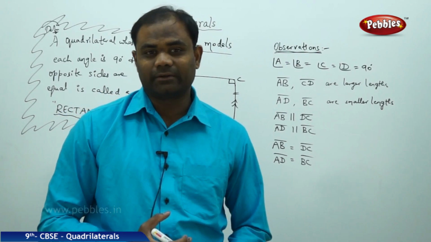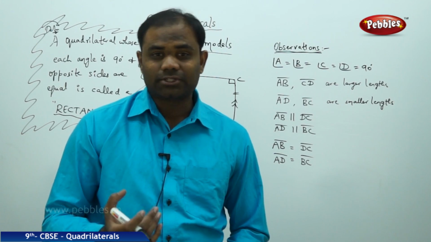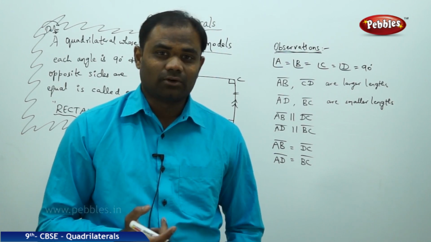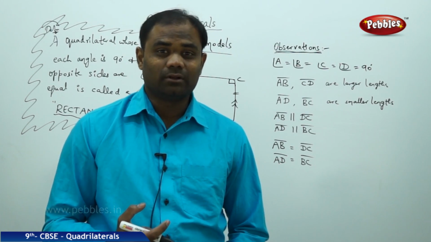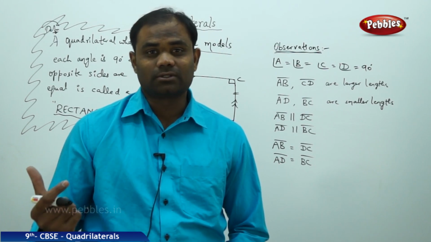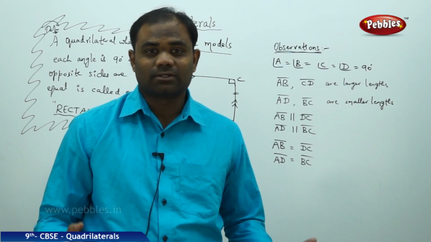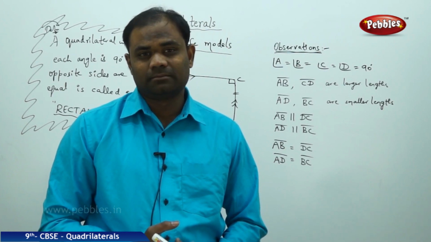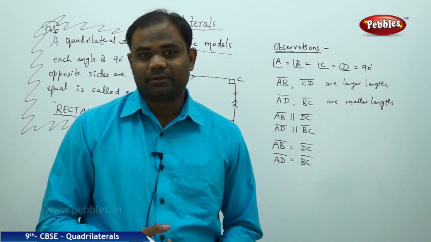case of a quadrilateral. All four sides equal and each angle 90 is a square, and all four sides not equal but opposite sides equal and each angle 90 is called a rectangle. A rectangle, a special case of a quadrilateral, is how we understand the special cases of a quadrilateral.